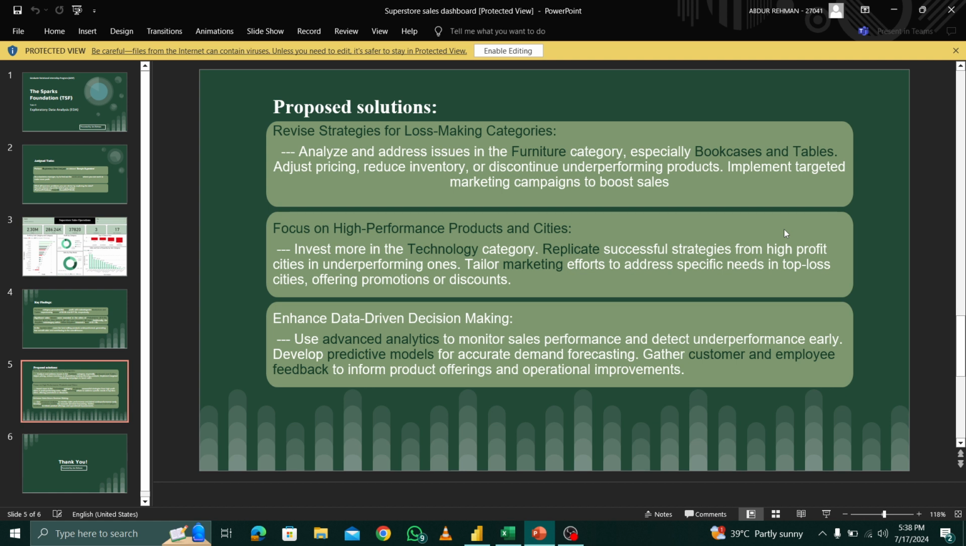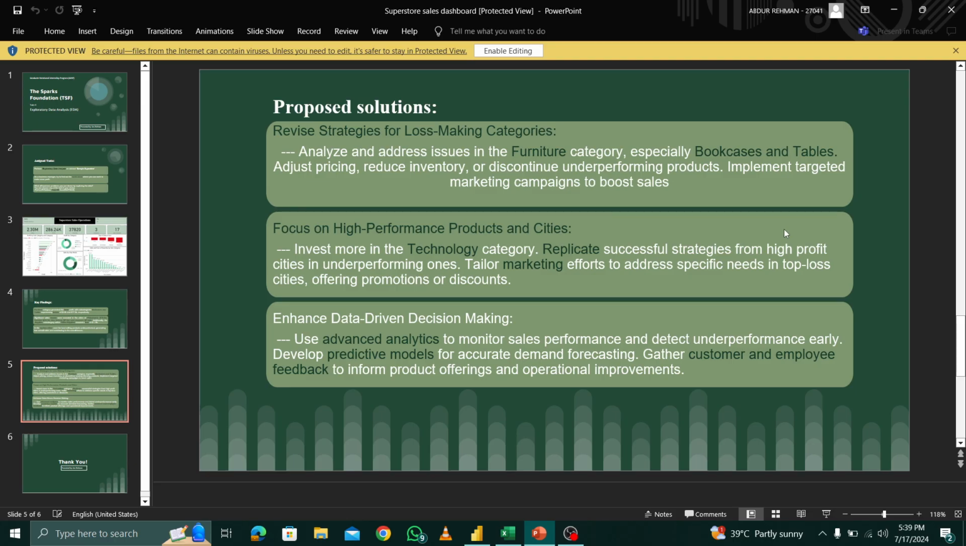At the second number, we can focus on the high performance products and cities. The products that are making us most of the profit, we can focus on those products only, and the cities that are generating most of the sales and profits, we can focus on those cities only and replicate those successful strategies from high profit cities in the underperforming ones. We can also tailor marketing efforts to address the specific needs in top loss cities, offering promotions and discounts.